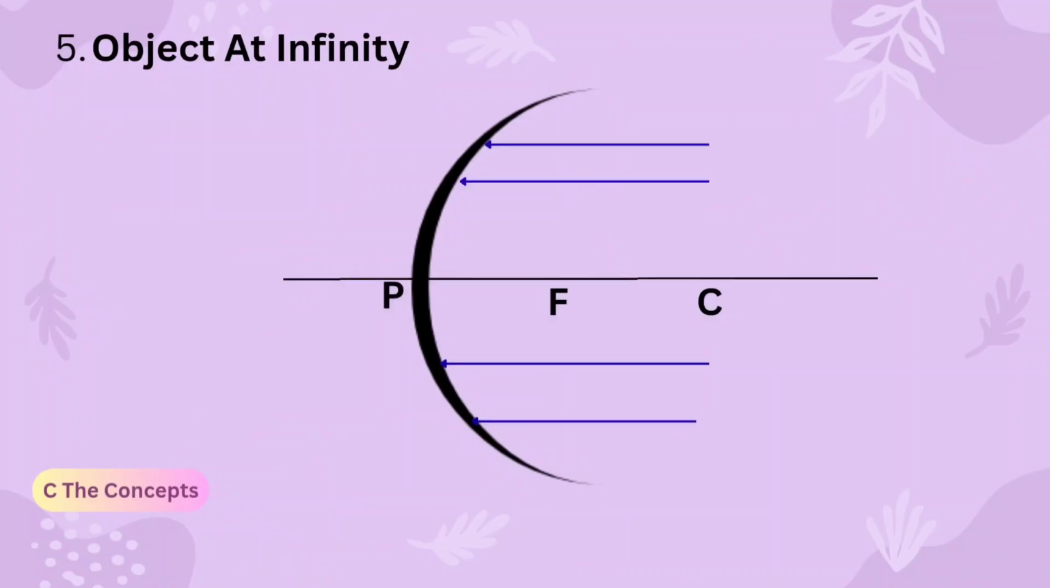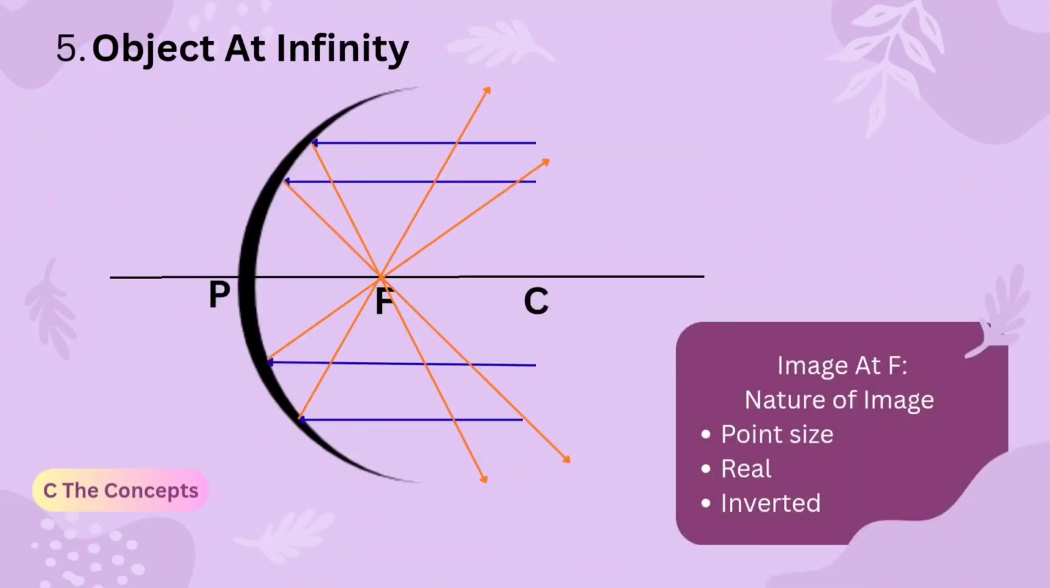Now the last one, object at infinity. As the object is at infinity, the light rays will come in parallel to the principal axis. We know that the light rays which are coming in parallel to the principal axis after reflection pass through the focus. Here we can see that all the light rays which are coming in parallel to the principal axis are passing through the focus. That means the image so formed is at focus F, and the nature of the image is point size, real and inverted.